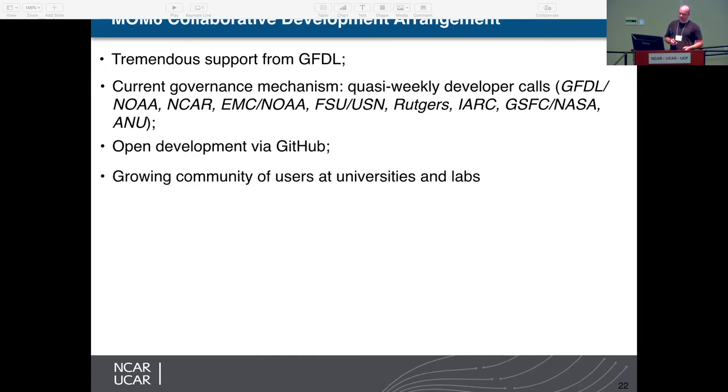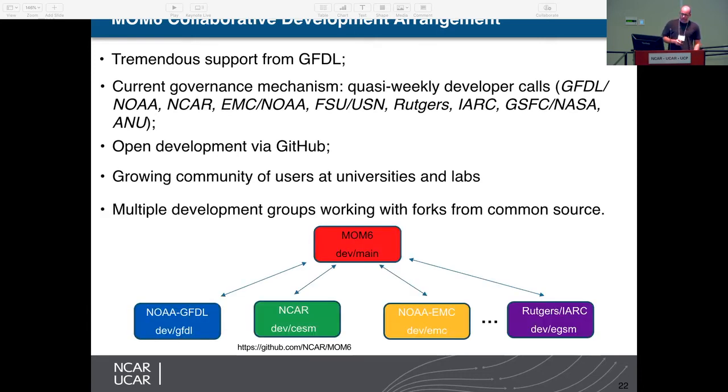The development is via GitHub. Again, it is a growing community of users, universities, and labs. The way we do it is there is a central repository called the dev main repository, and then each center has its own fork of that. For example, we have one here at NCAR. And then every month or so, we all communicate with the main repository and get the features that other people have developed in other places, and vice versa.